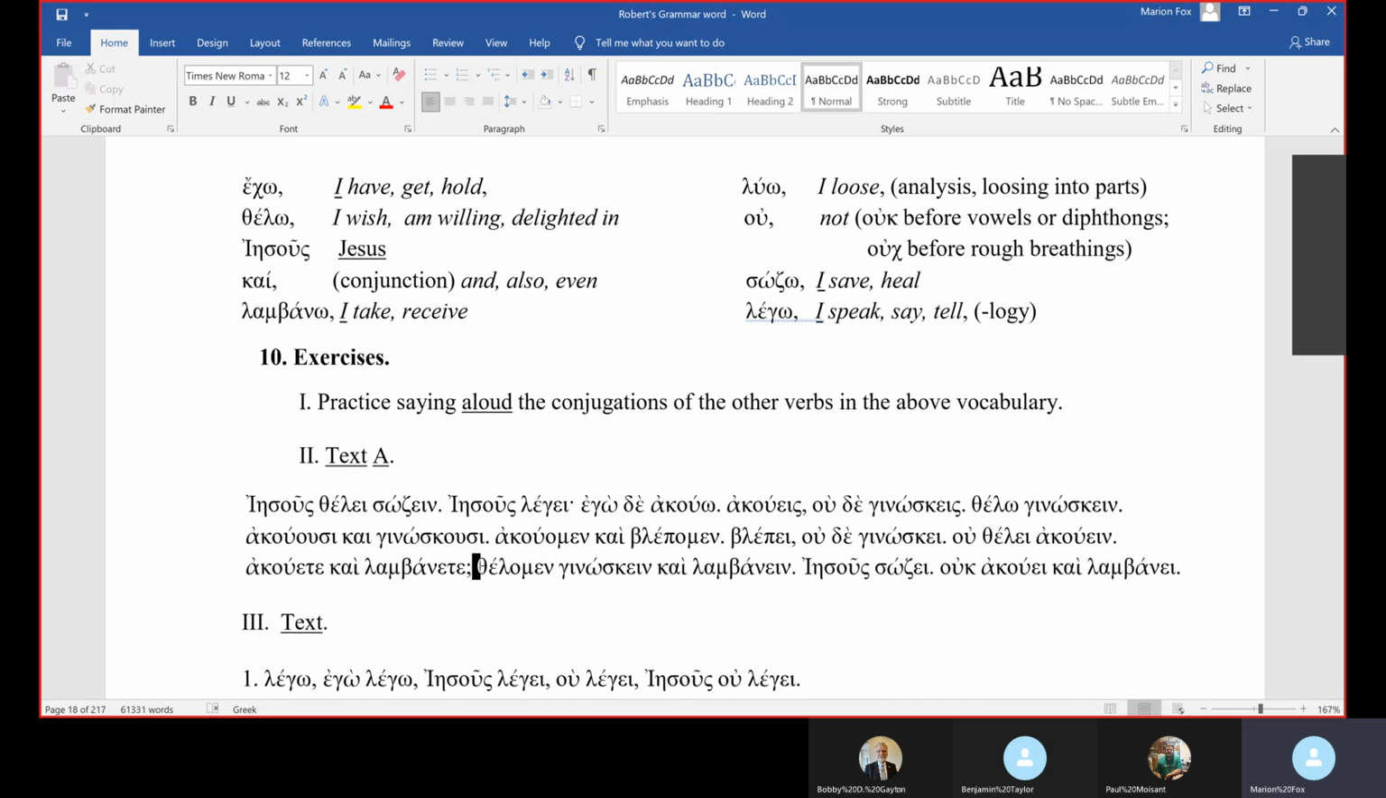Sometimes, whether it's a question or not becomes a matter of contextual discussion. But there are some words that will definitely tell you you've got a question. So sometimes we don't know whether we do, and other times we do know, because we may have the word what or when or something like that. Thelomen gnoskane kai lambanane. Again, that's just got a simple period after it.